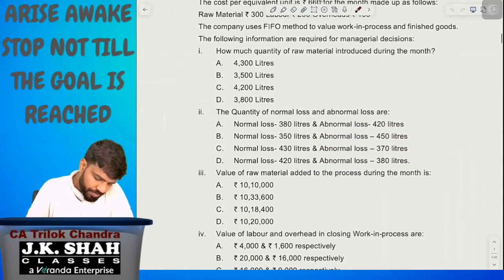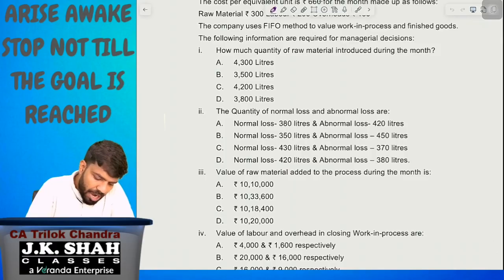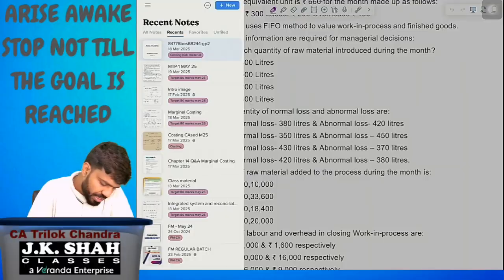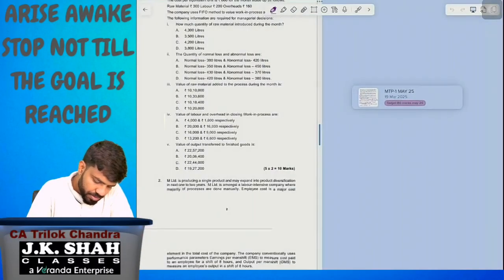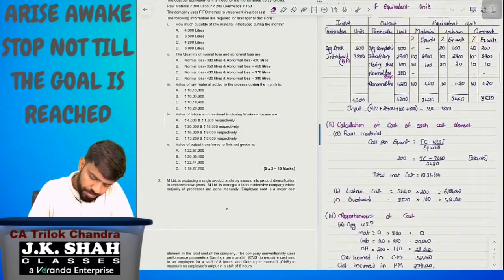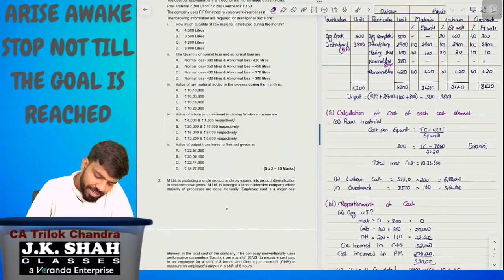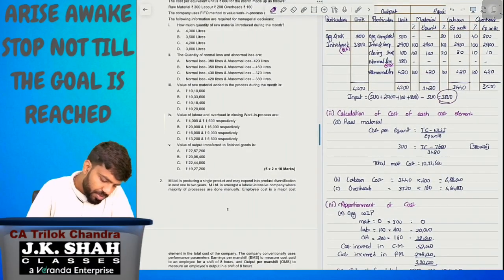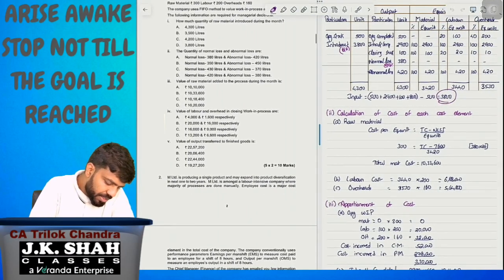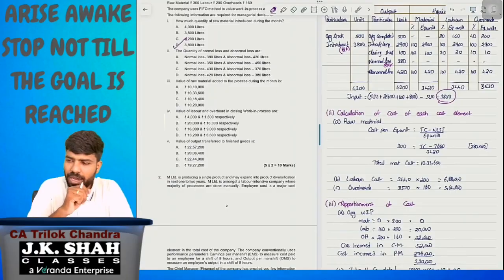Look at the first question. What they're asking: how much quantity of raw material was introduced during the month? I think here is the calculation. You take the working notes. 3,800. Here it is, 3,800. Option D. Are you understanding?